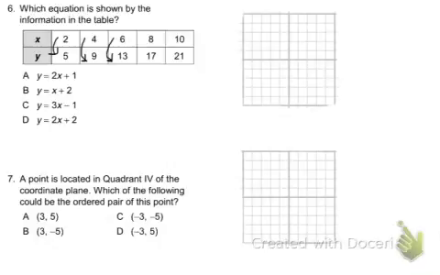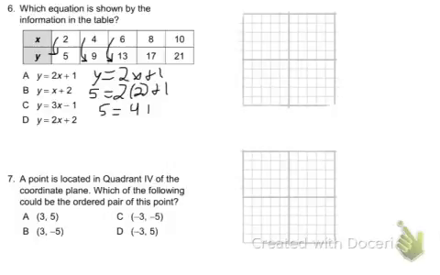So y equals 2x plus 1. Let's plug in. So 5 equals 2 times 2 plus 1. 2 times 2 is 4. So 5 equals 4 plus 1. Yes, it does. 5 equals 5. So this could work. A is a possibility.